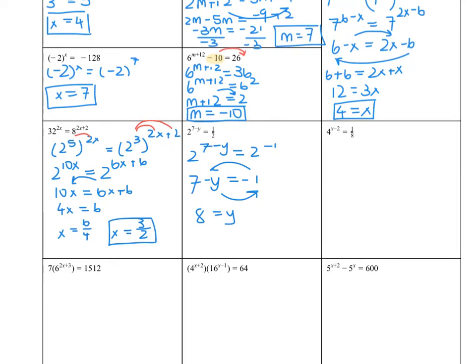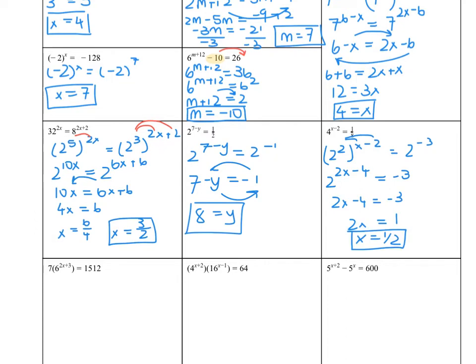All right, so 4 should be written as 2 squared, and then all to the power of x minus 2. And 1 over 8 should be written as 2 to the power of negative 3, because 2 to the power of 3 is 8, and if we make it negative, then we can take the reciprocal. Now let's distribute that 2 in, so hopefully you had 2 to the power of 2x minus 4 equals 2 to the power of negative 3, and then back to basics.